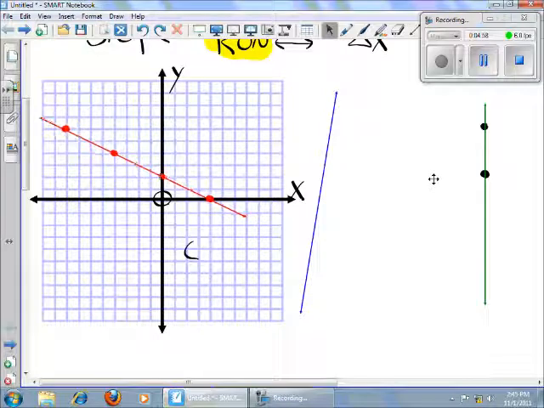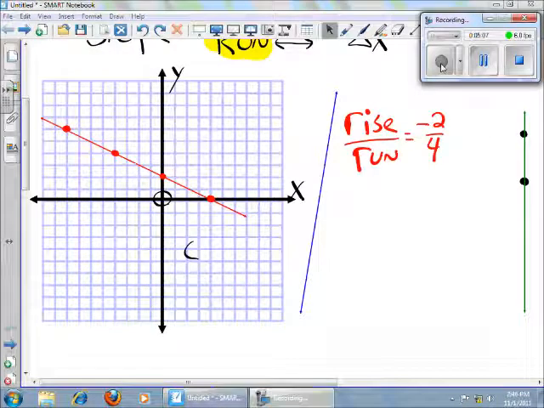All right, that looks like a good spot. Go ahead, count your rise and run. Go ahead and pause the video. I will put the answer up in a moment. Okay, I've got a slope of -2 over -4.